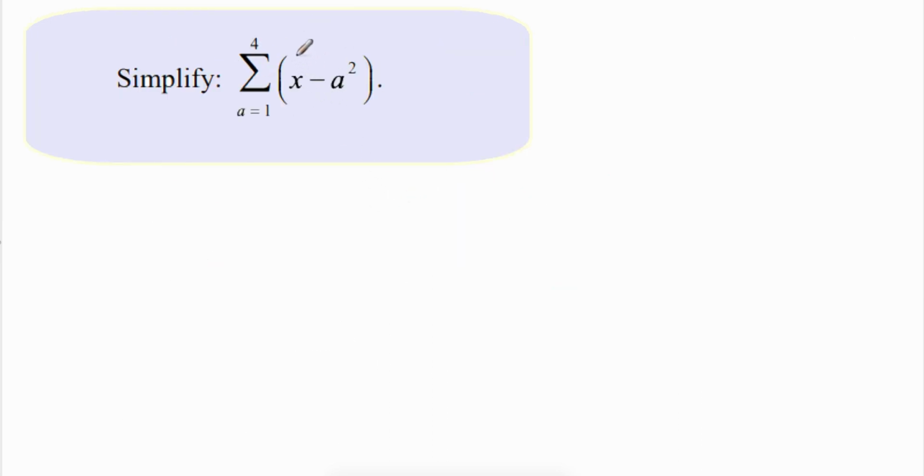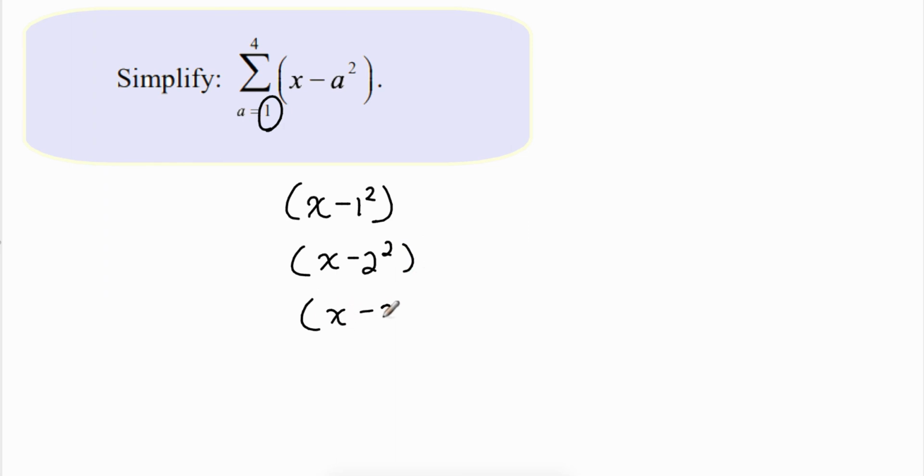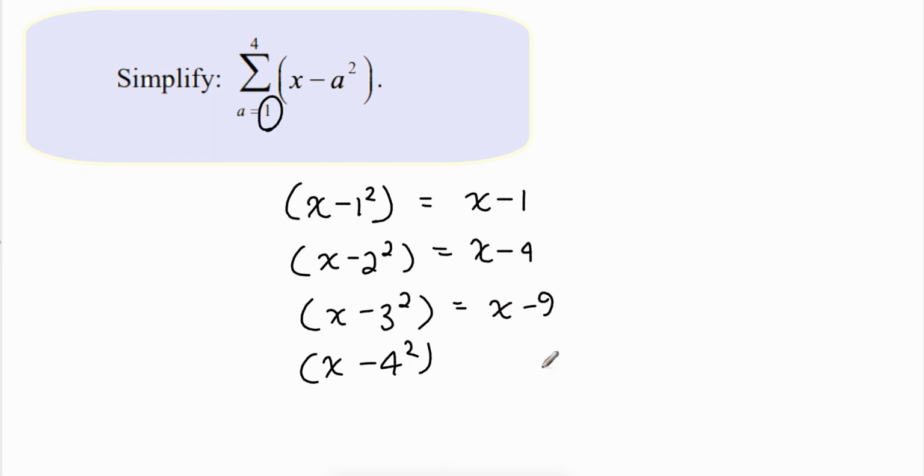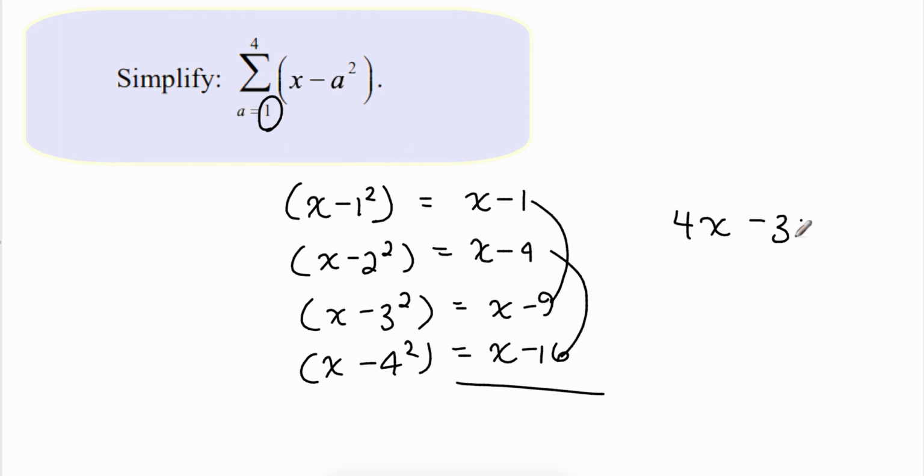Okay, simplify this one. I'm going to start by putting 1 in for a. x minus 1 squared, x minus 2 squared, x minus 3 squared, x minus 4 squared. That's x minus 1, x minus 4, x minus 9, x minus 16. Add them all up. I have 4 x's. That's negative 10. That's negative 20. That's negative 30.